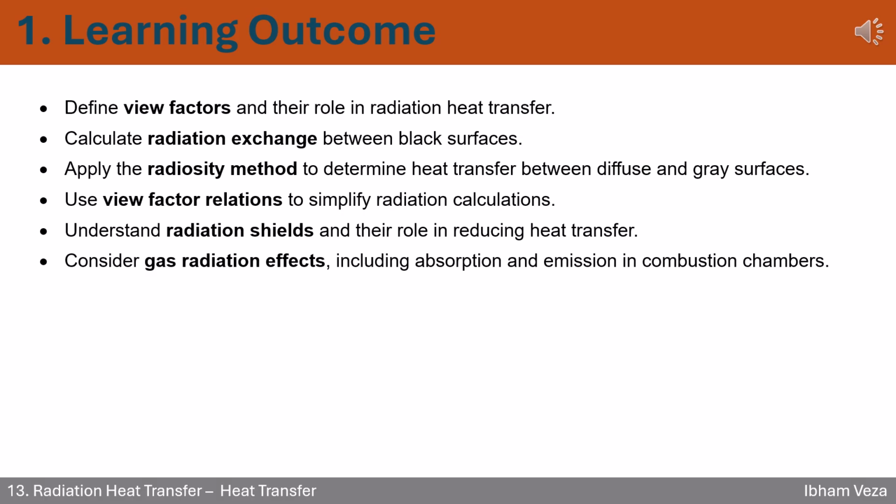You'll also practice calculating radiation exchange, especially between black surfaces, which are the simplest case. Then we'll step up to the radiosity method, which helps you handle more complex, realistic surfaces. You'll use relations between view factors to make your calculations easier and more efficient. We'll also see how radiation shields can reduce unwanted heat transfer, like a car sunshade that keeps your car cooler. Finally, you'll explore gas radiation effects, which is crucial for applications like combustion engines and industrial furnaces. Think of this slide as your checklist. By the end of the chapter, you should be able to confidently check all these off.